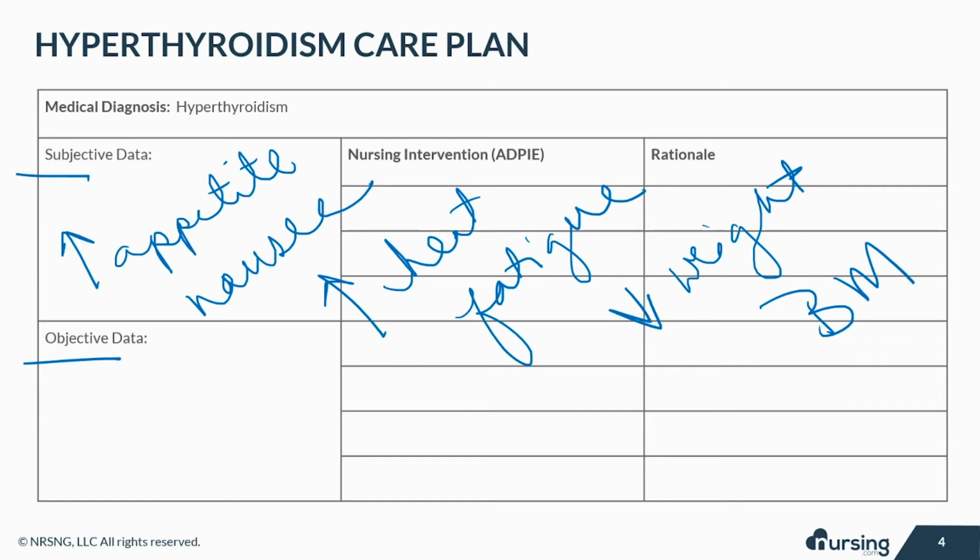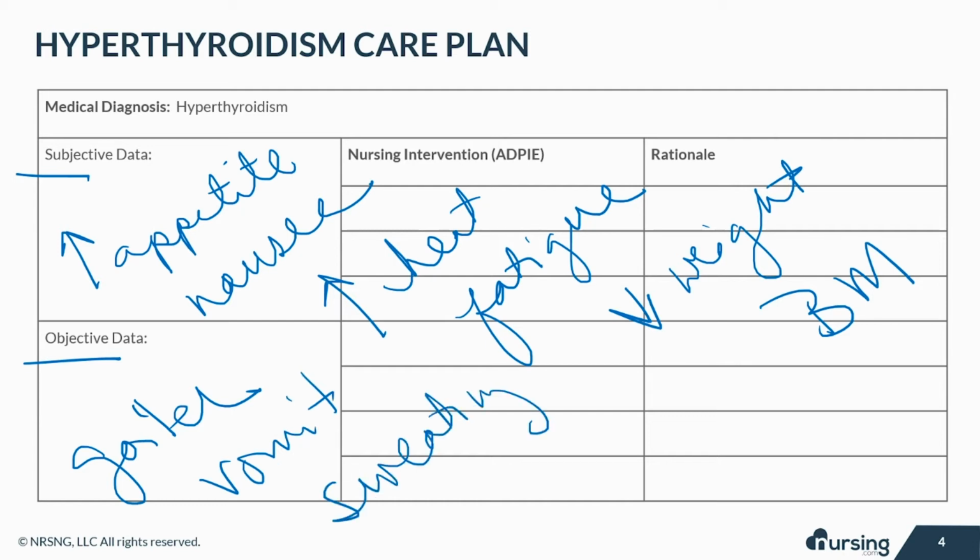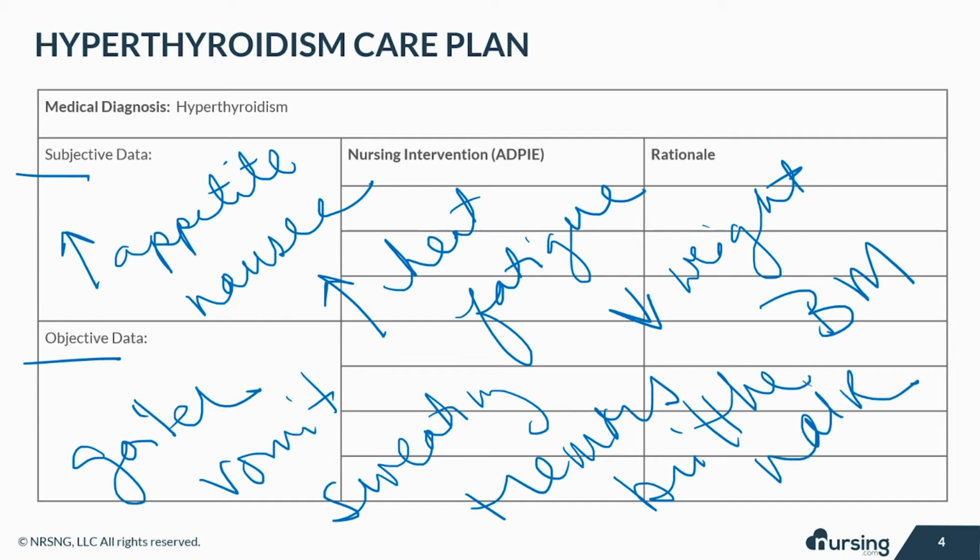Objective or measurable data may include an enlarged thyroid gland or goiter, tachycardia, vomiting, diarrhea, sweating, tremors, thinning skin, fine or brittle hair, and a low TSH level with elevated free T4 level.